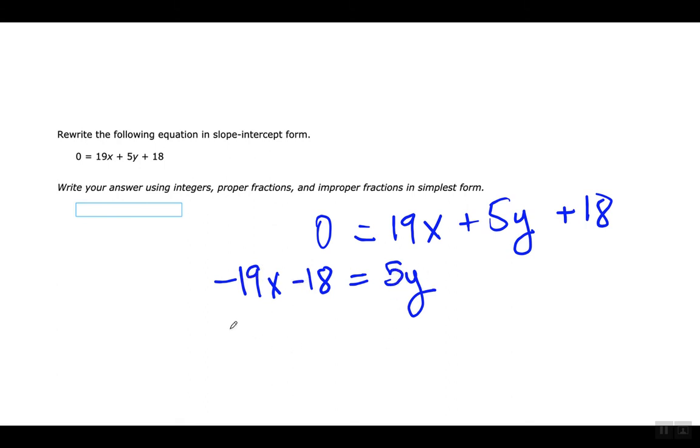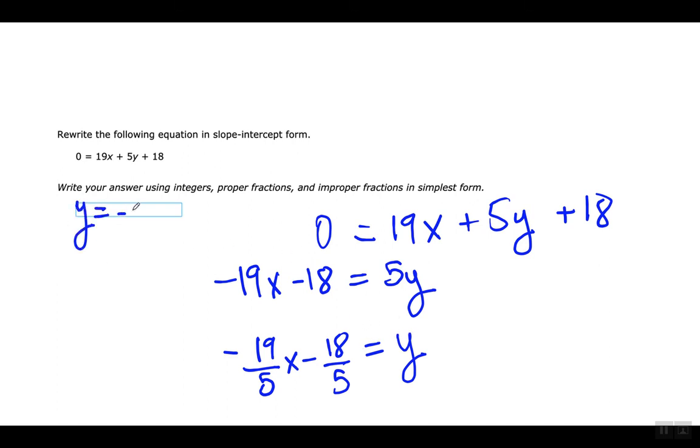Now I gotta divide them both by 5. So it would be negative 19 over 5x minus 18 over 5. And since you cannot simplify those fractions, that's it, I'm done.